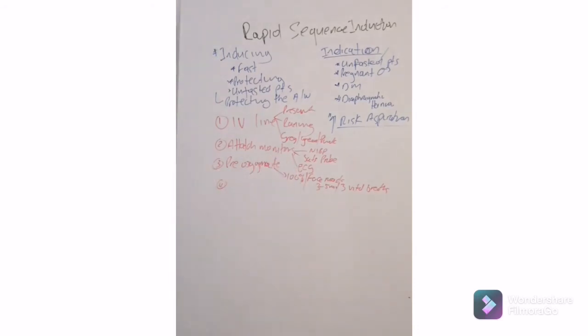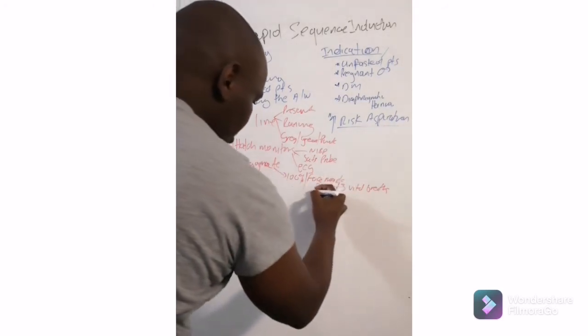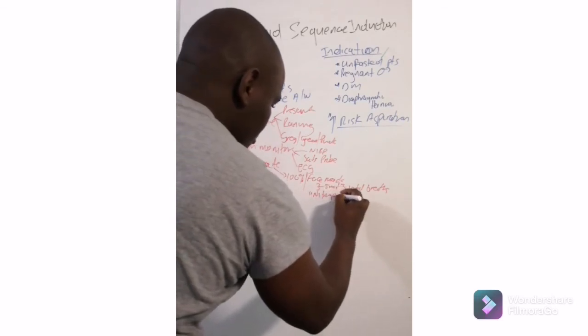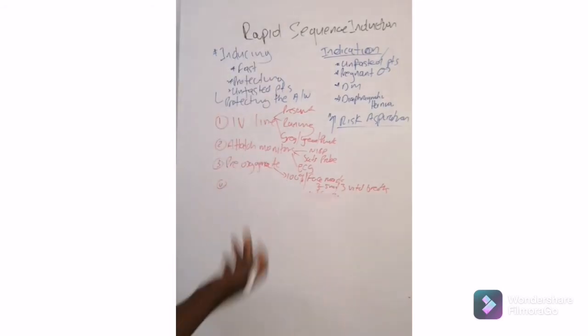Pre-oxygenate. And when you've pre-oxygenated, what is the idea behind pre-oxygenation? They call it nitrogen washout. That's another word for it. They call it nitrogen washout and oxygen wash in. So basically, you are trying to take out all the nitrogen in those lungs, so that you replace that nitrogen with as much oxygen as possible.